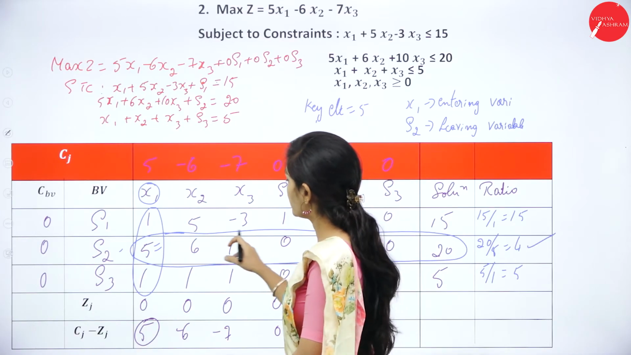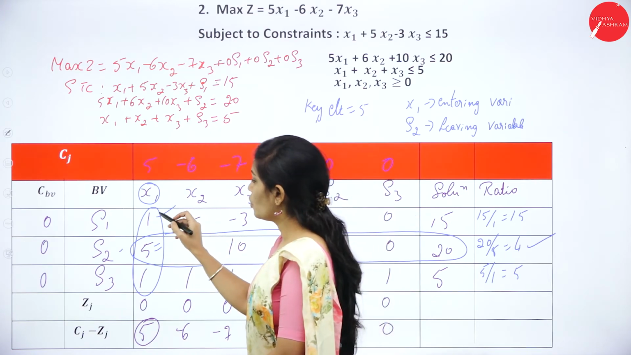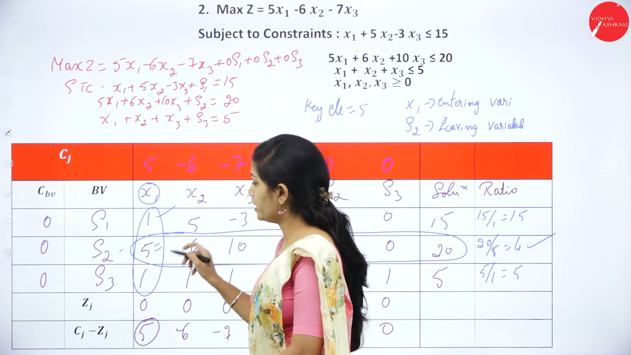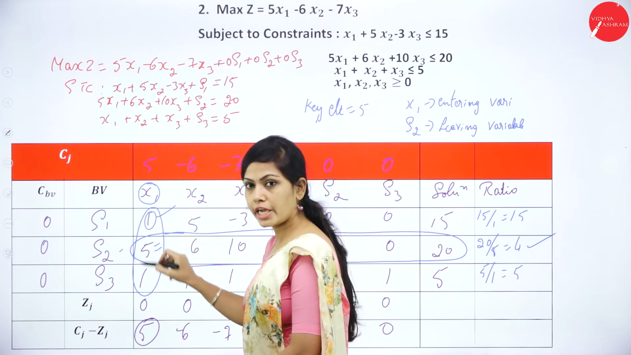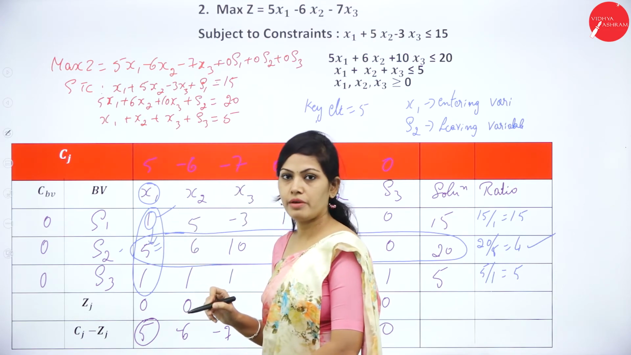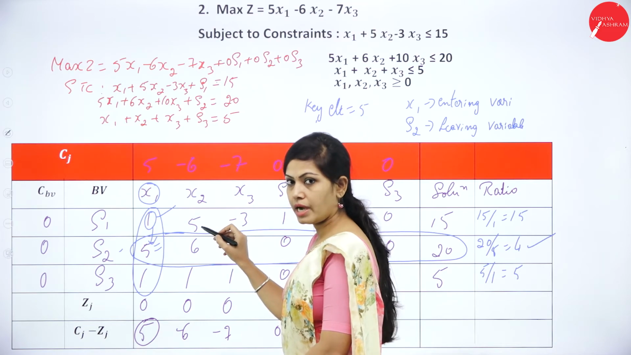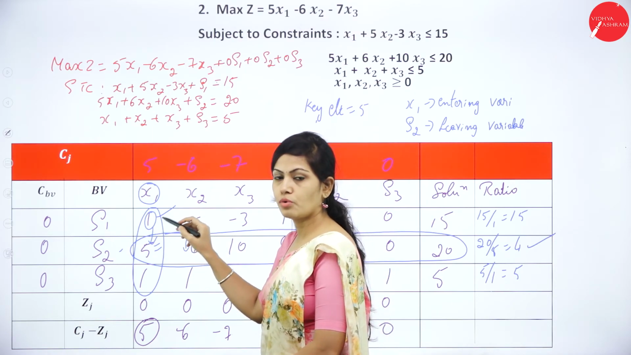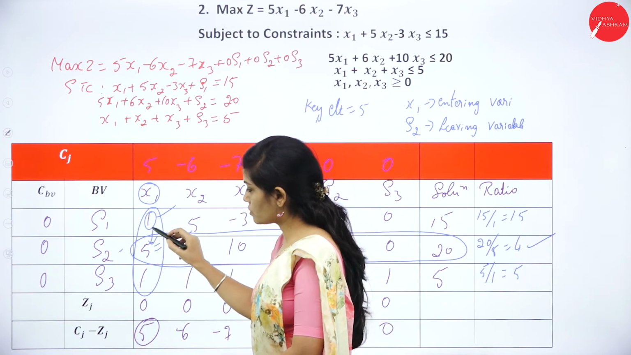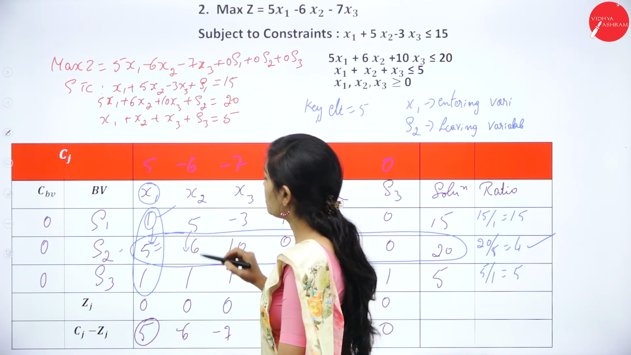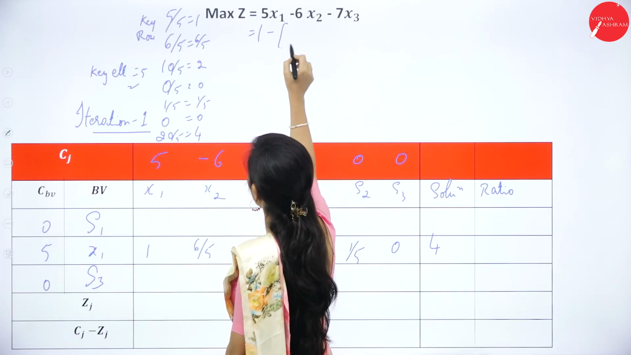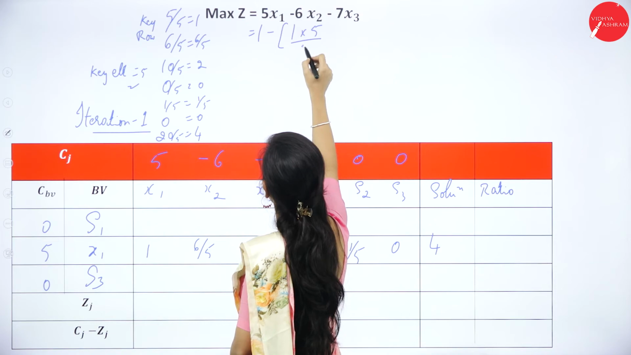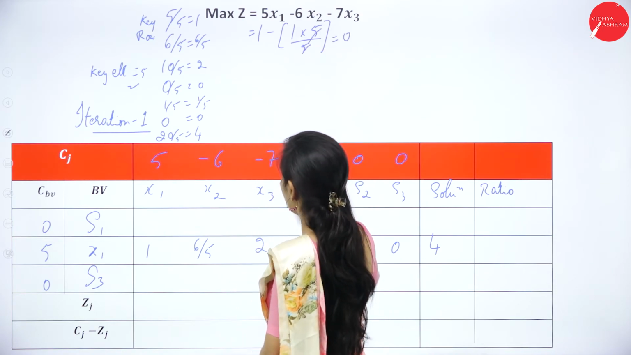Using old value, old key row, we can find the new value. Here old value is 1, corresponding key column also 1 and key row is 5. Listen carefully. The old value is 5, corresponding key column is 1 and key row is 6. So the first value is old value 1 minus corresponding key column 1 into key row 5 divided by key element 5. So 5 gets cancelled, 1 minus 1 is equal to 0.